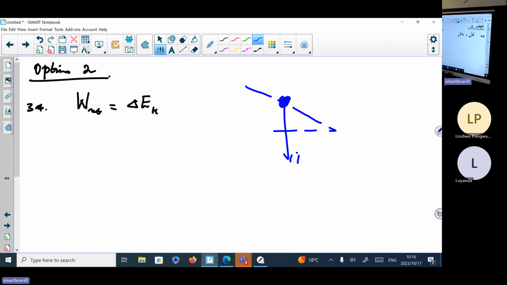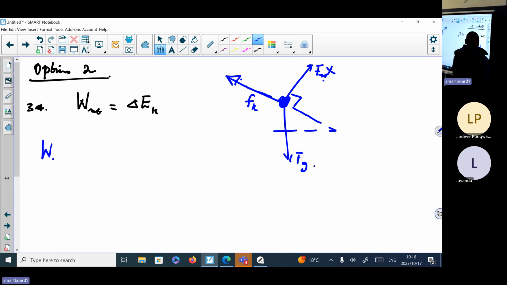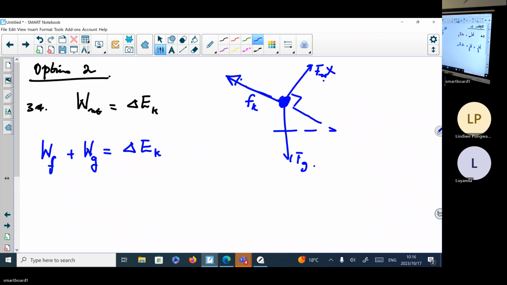We've got your gravitational force, definitely this one is doing work. We've got the normal force, work done by the normal force is always zero. We've got your kinetic frictional force. So there are 2 forces that are doing work here. With the exception of the normal force, the other 2 are doing non-zero work. So we've got the work done by the frictional force, the work done by the gravitational force, and here we've got the change in kinetic energy. This is another way of doing this.